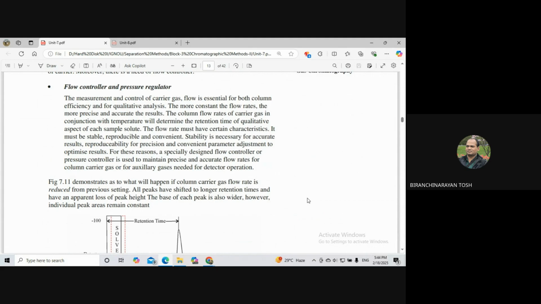The measurement and control of carrier gas flow is essential for both column efficiency and for qualitative analysis. Therefore, stability is necessary for accurate results, reproducibility for precision, and convenient parameter adjustment to optimize results. For this reason, a specially designed flow controller or pressure controller is used to maintain precise and accurate flow rates for column carrier gas or for auxiliary gas needed for detection operation.